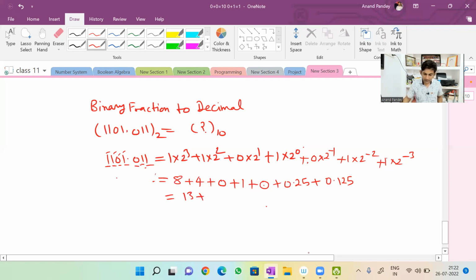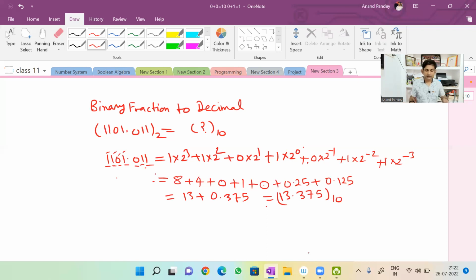प्लस ये आ जाएगा 0.375. तो इसको ऐड करोगे तो आ जाएगा 13.375 इन डेसिमल. ओके. सो आई होप इट्स क्लियर टू ऑल. बाइनरी फ्रैक्शन टू डेसिमल कन्वर्ट करना हो तो पावर्स को डिक्रीजिंग ऑर्डर में लिखते हैं और जब फ्रैक्शनल पार्ट में जाते हैं तो वहां पे नेगेटिव पावर्स का यूज करेंगे. 0 के बाद -1 आएगा, -1 के बाद -2, -3 यही.